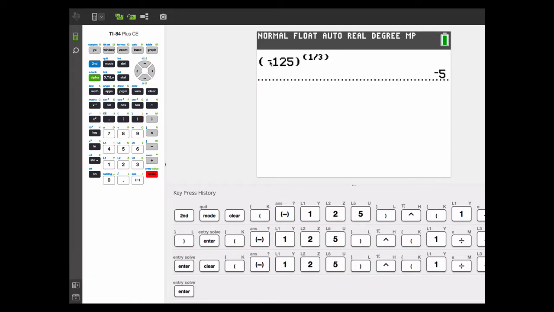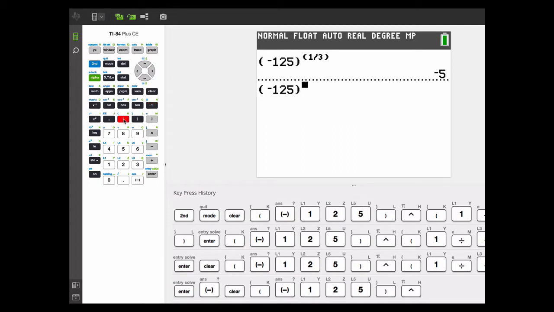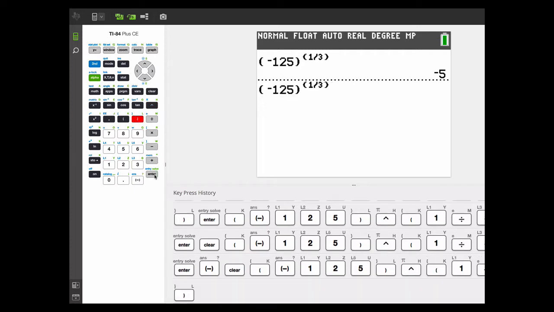So again, that's a negative, so that's here, 125, all in parentheses. Hit the caret, that's right here, and then 1 divided by 3. So even if you have a different kind of calculator, you should be able to find that caret. If you can't, let me know.